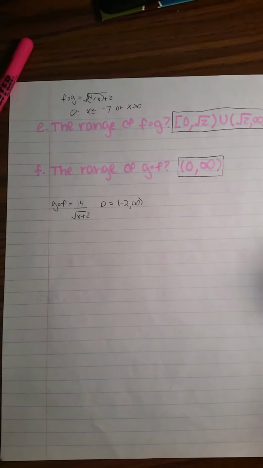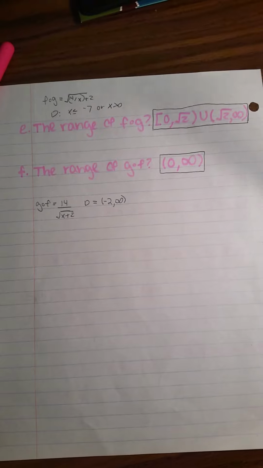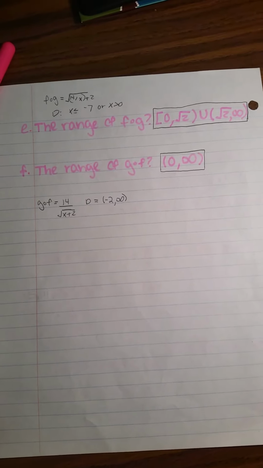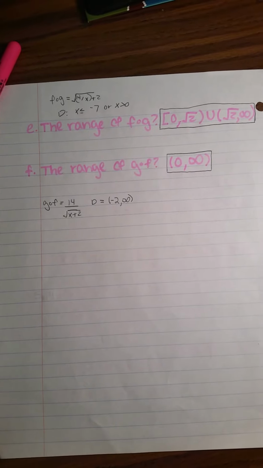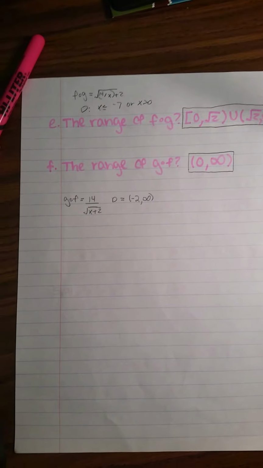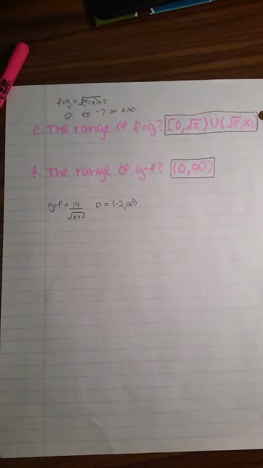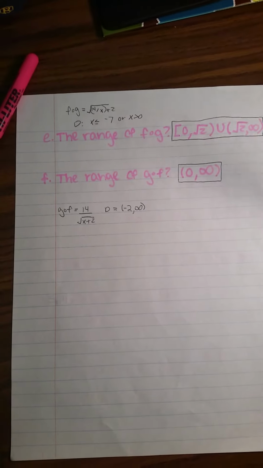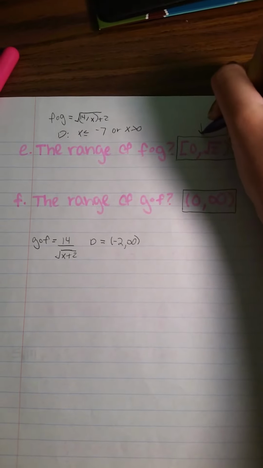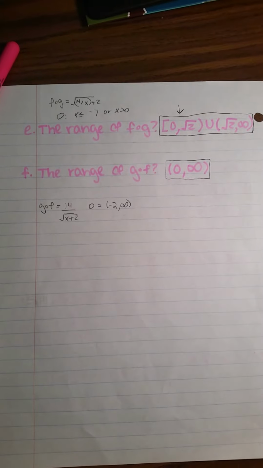When we examine each part of the domain separately, we can see that for very large numbers, f composed g approaches the square root of 2, and that when x is negative 7, f composed g is 0. So therefore, we can see that the first part of the domain produces the values in the set where y is less than root 2 and greater than or equal to 0. Or we could write it as this: values from 0 to root 2.